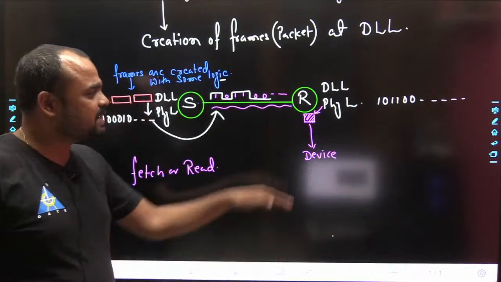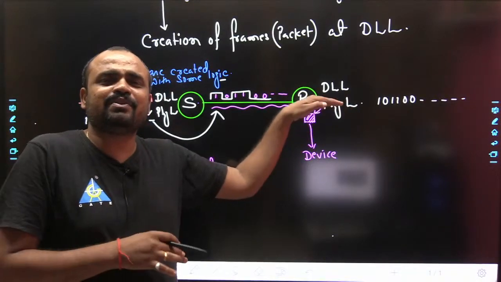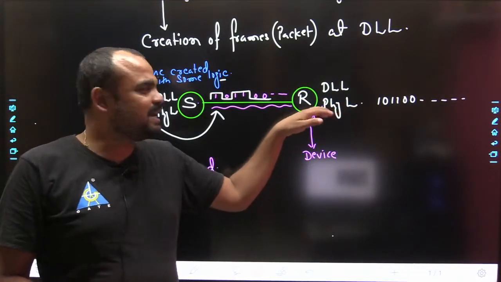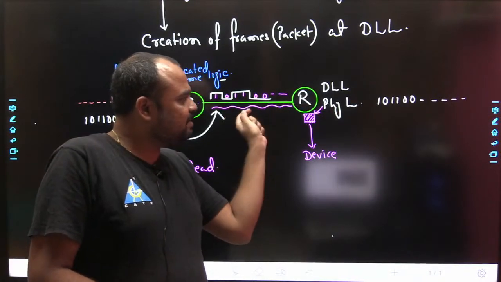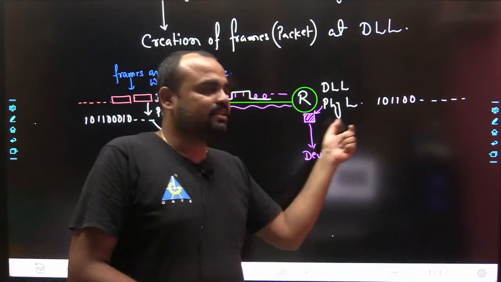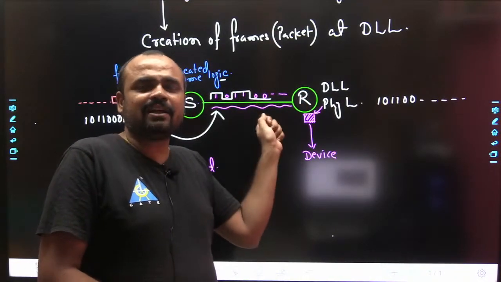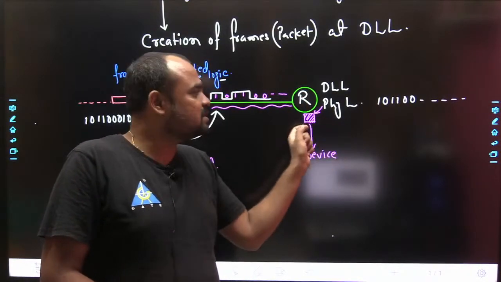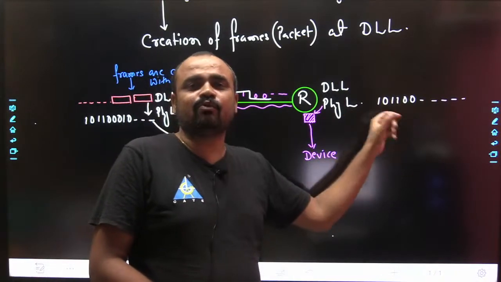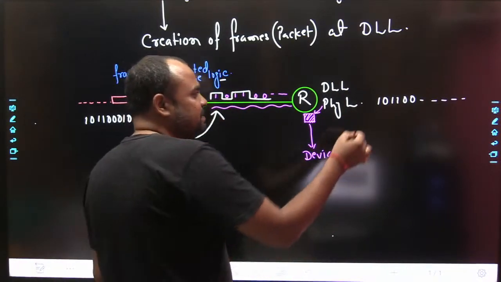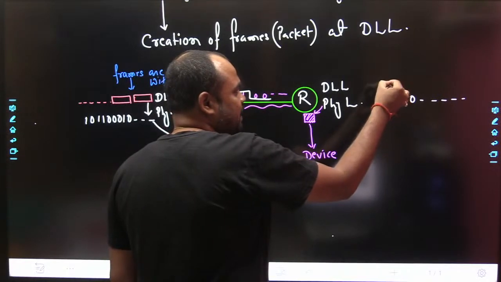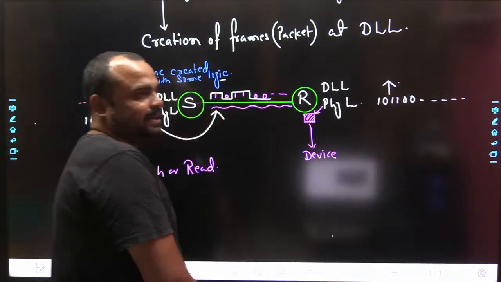So what will the physical layer do? Now the responsibility of the physical layer is over. The physical layer at the receiving end has extracted the data from the signal. So once the data has been extracted, what will it do? It will simply transmit this data to the upper layer, that is the data link layer.